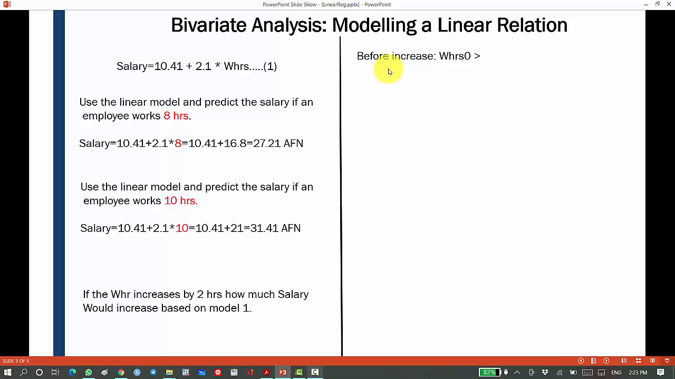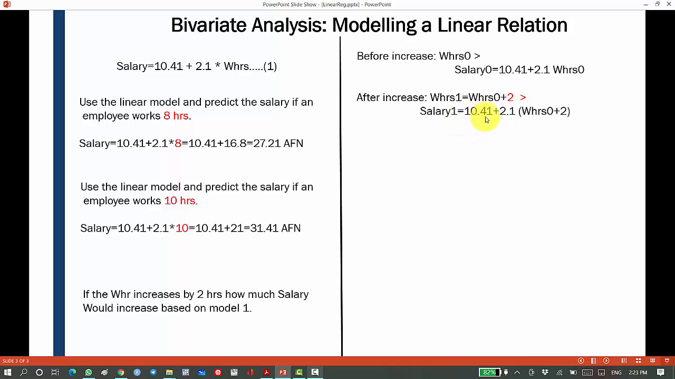What we do is we show the working hours before the increase as working hours 0. Therefore, salary when working hours is not increased, we denote it by salary 0, is equal to 10.41 plus 2.1 times working hours 0. After the increase, let's show the number of working hours after 2 hours increase by working hours 1, which is working hours 0 plus 2. Therefore, salary 1 is 10.41 plus 2.1 times working hours 1, which is working hours 0 plus 2.